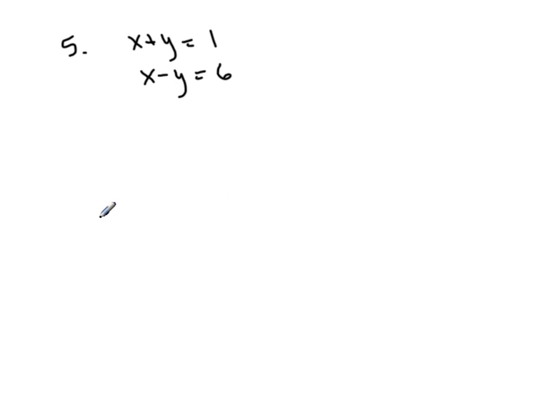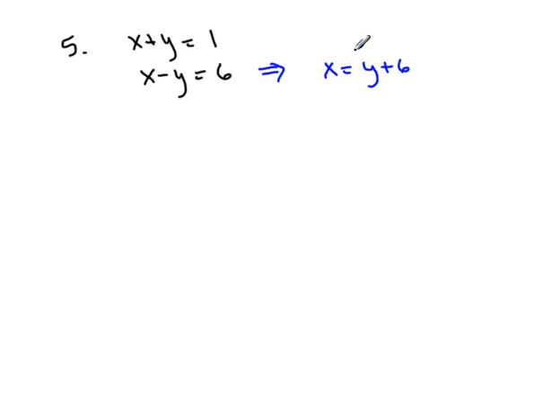Number 5, they've also required the directions saying solve the system using substitution. So neither of the equations is solved for y or x, so you need to pick one of the equations and solve it for x or y. I'm going to pick this bottom equation and solve it for x so that I no longer have to deal with a negative here. So I am going to add the y to both sides, and I get x equals y plus 6.